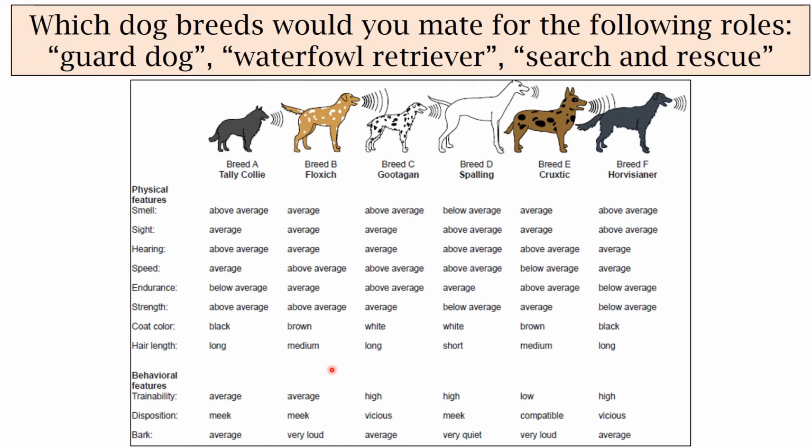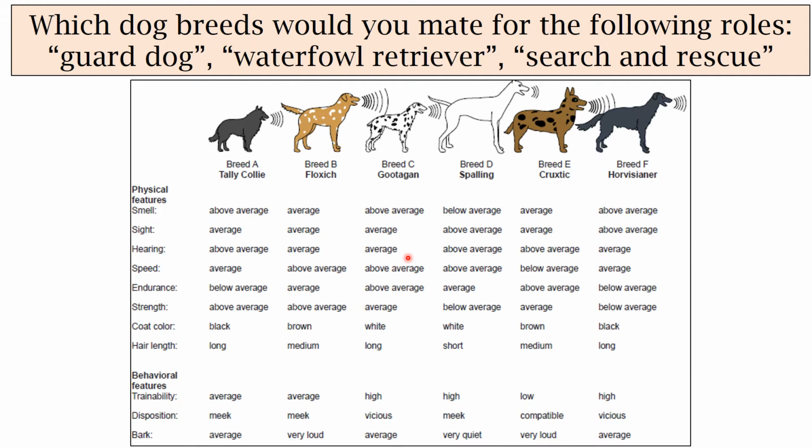So the guard dog, there's different ways you can do this, but you might think, yeah, a very loud bark, maybe combined with sight, perhaps. So maybe you'd want to go for this one, breed F with breed B, perhaps. Waterfowl retriever, so they would have to be maybe speed. You'd want something that was above average. You'd maybe want a shorter hair length if they're going into the water potentially. Good sight and smell as well.